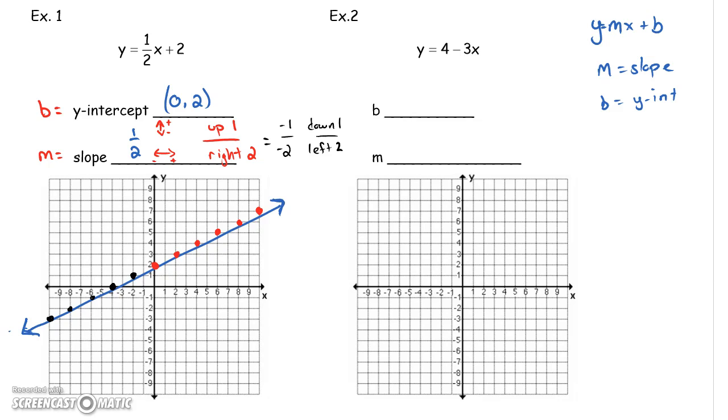Okay, let's take a look at example 2 now. In example 2, I also have it solved for y. I have to pick out b, my y-intercept, and m, my slope. Even though 4 comes first, that's my constant term, not the number I'm multiplying x by. Your constant term is your intercept. So I will call b (0, 4). I get that from my 4 here.